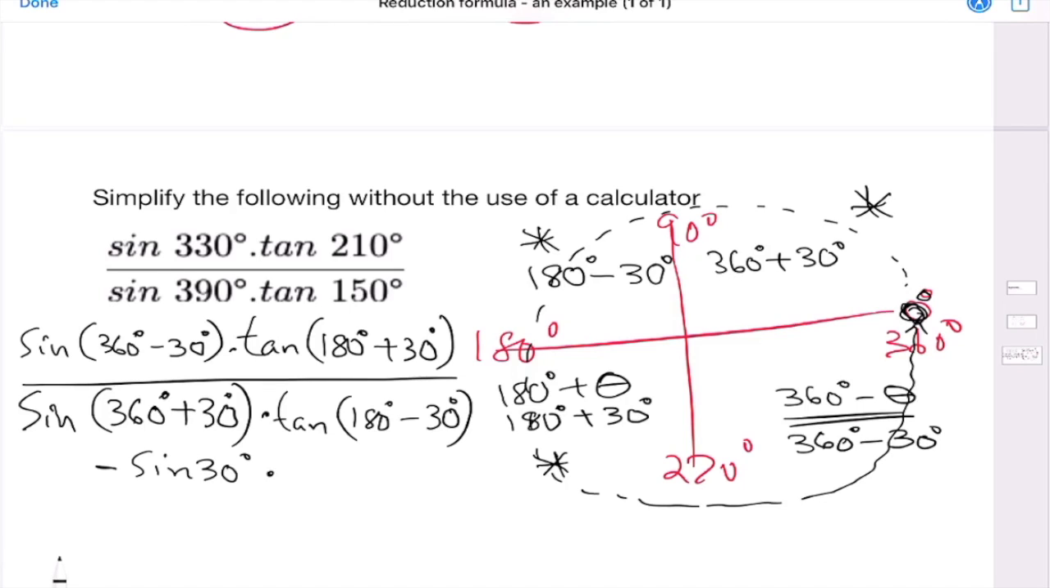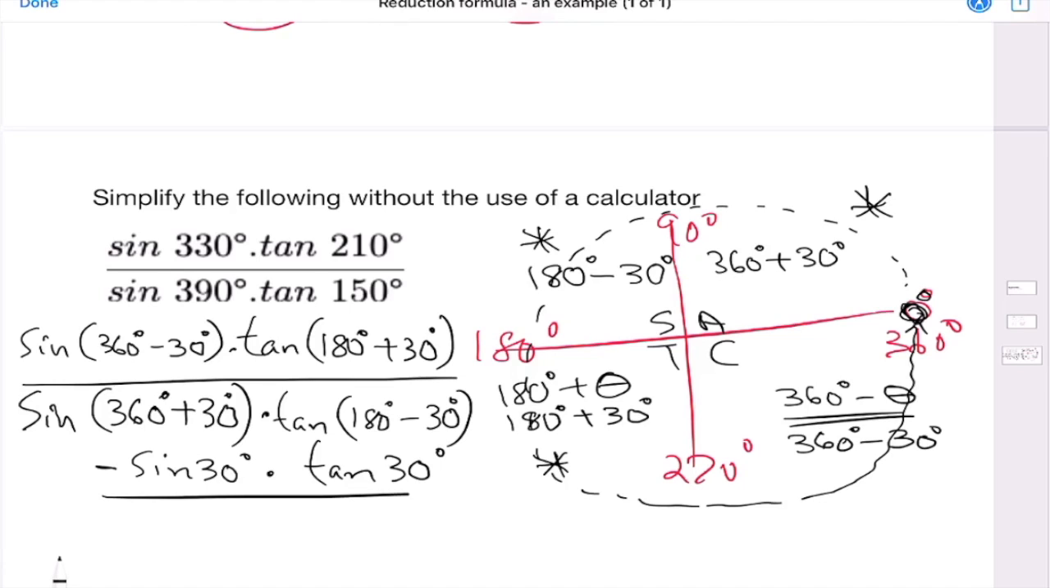Now for the tan of 180 plus 30, 180 plus 30, which is 210, is in the third quadrant. And in the third quadrant, tangent is positive. So we will get a positive result. And in this case, that should be the tangent of 30 degrees.